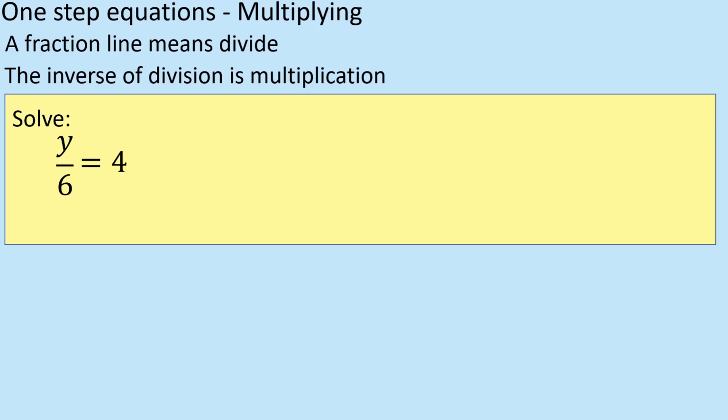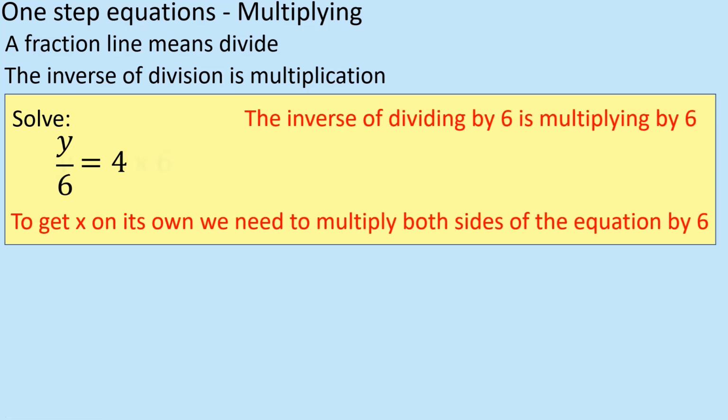So if I've got y over 6 equals 4, what I'm trying to figure out is what is the value of y. Okay, it's currently divided by 6. So the inverse of that would be multiply by 6. So what I'm going to do is take this 6, and if I multiply this side by 6 to get rid of it, then I've got to multiply this side by 6. And what you'll see is the 6 will come across to this side and become a times, because before it was a divide.